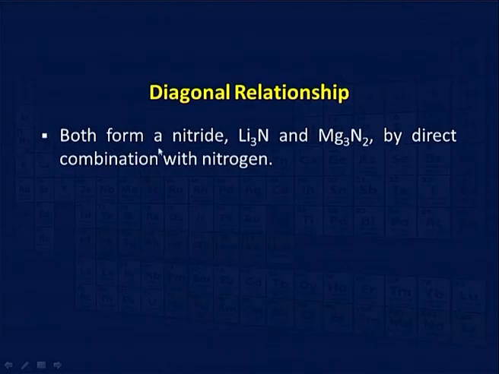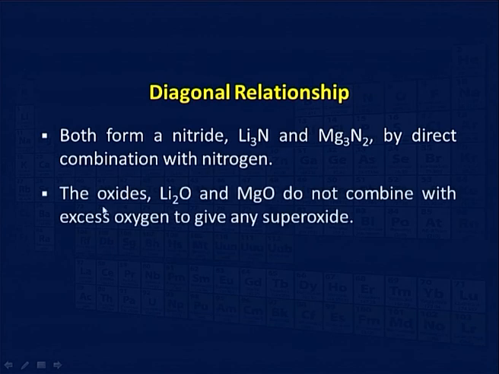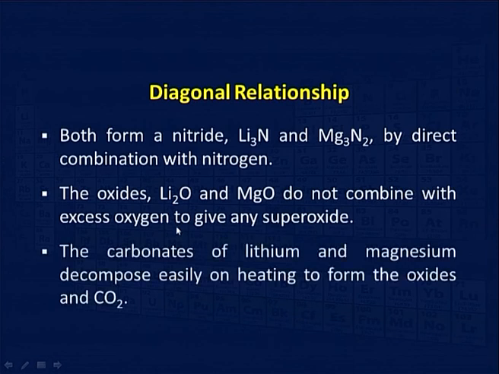Both form nitrides. I told you earlier that lithium forms nitride and magnesium also forms nitride, in a similar way by direct combination with nitrogen, whereas other metals do not form it this way. Similarly, oxides: Li2O and MgO. They form only normal oxides, they do not form peroxides or superoxides, both lithium as well as magnesium.